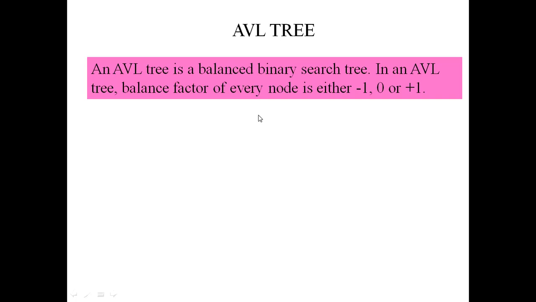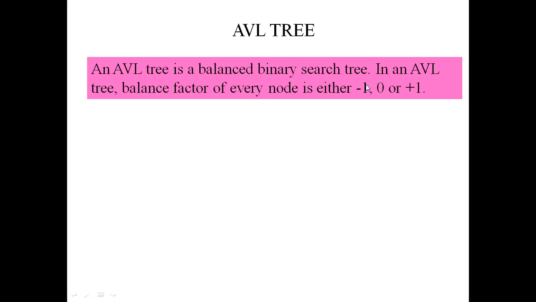So a complete binary search tree is known as what? Balanced binary tree or AVL tree. So complete binary tree, balanced tree or AVL tree, these are the same things, because they are properly balanced. We'll see that one.